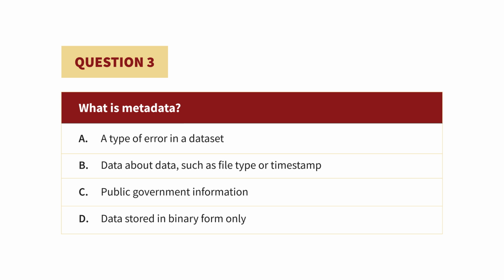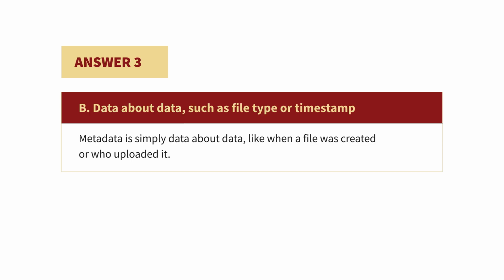Question 3. What is metadata? A. A type of error in a dataset. B. Data about data, such as file type or timestamp. C. Public government information. D. Data stored in binary form only. The answer is B. Metadata is simply data about data, like when a file was created or who uploaded it.